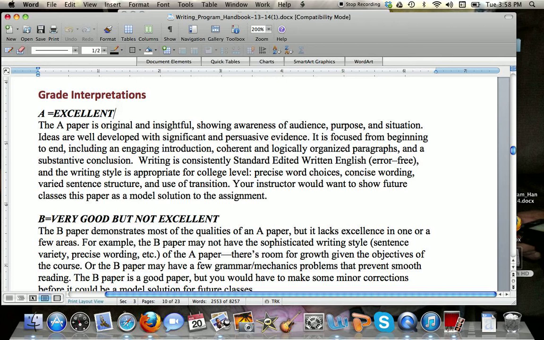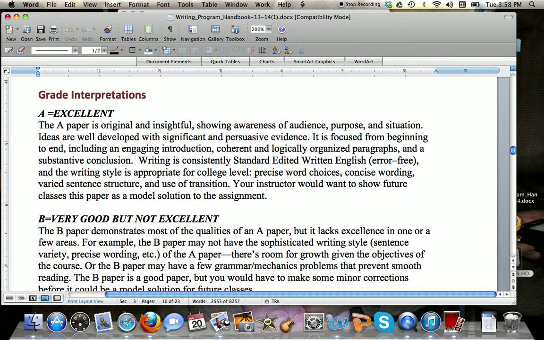For other teachers, you may have had a C mean something different or a B mean something different. Obviously, we as an English department try to be consistent in how we grade students, but it is also a subjective process to an extent. So I just wanted to give you an idea and interpret this from my perspective as a teacher. This is how I think about a person's paper.